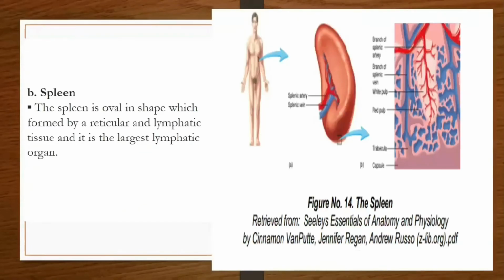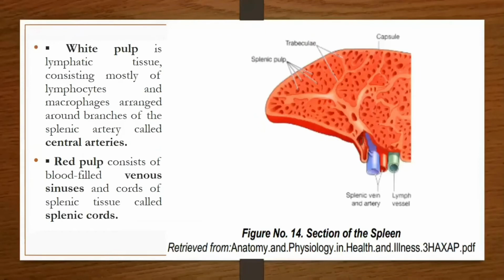Next is the spleen. The spleen is oval in shape, formed by reticular and lymphatic tissue, and it is the largest lymphatic organ in the body, with a dark reddish-purple color. It sits right behind the stomach and has two main functions.